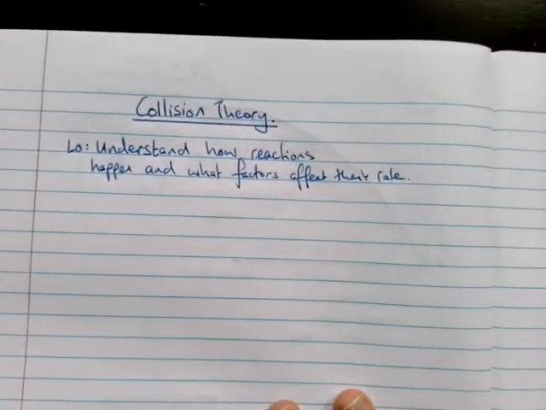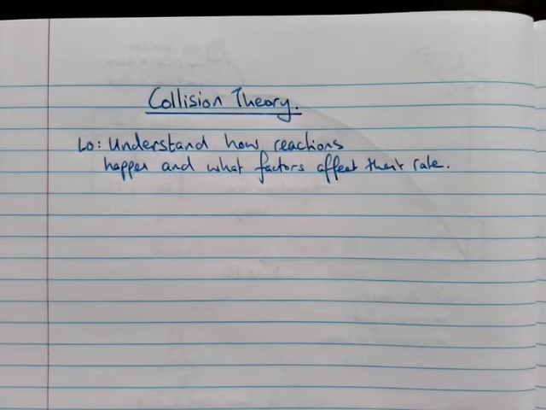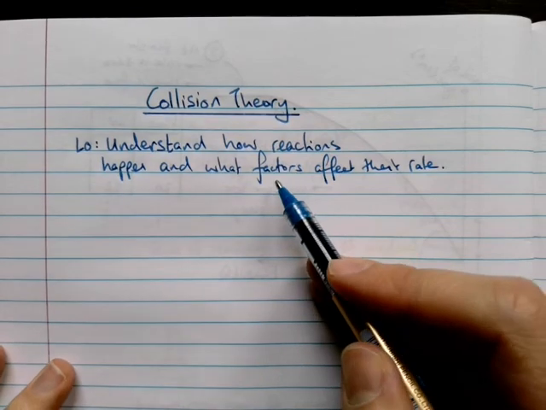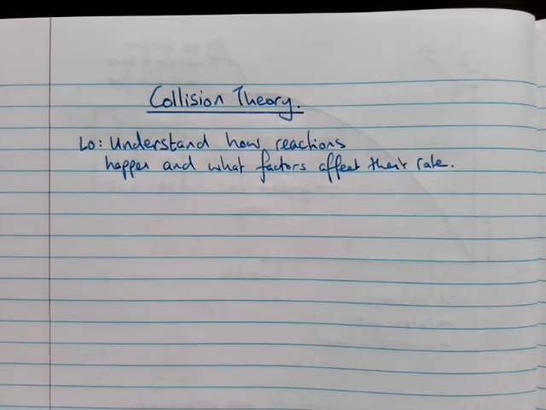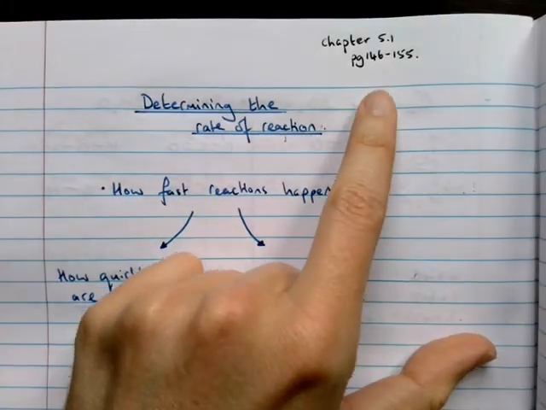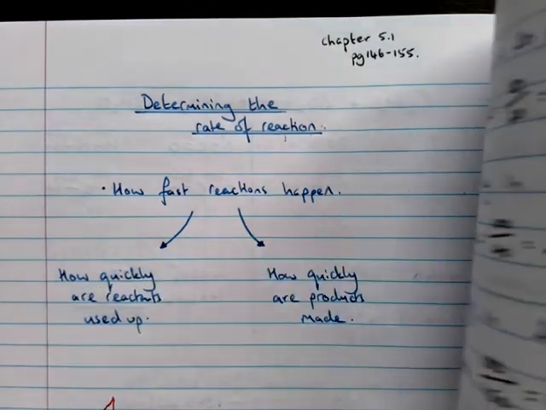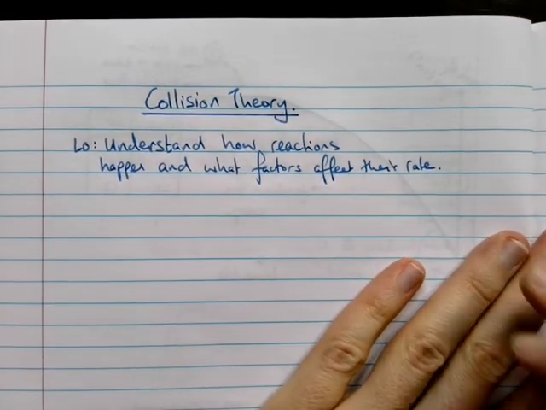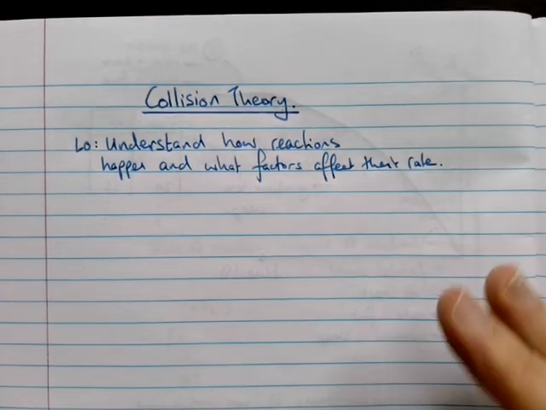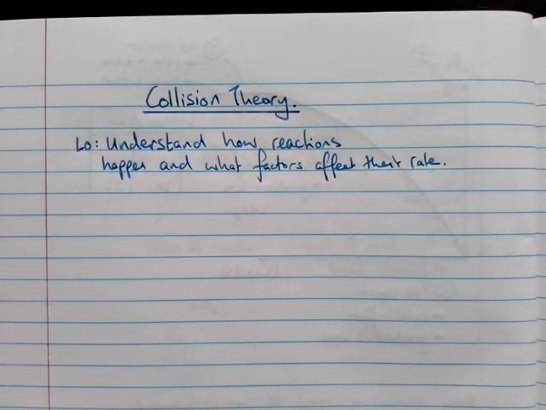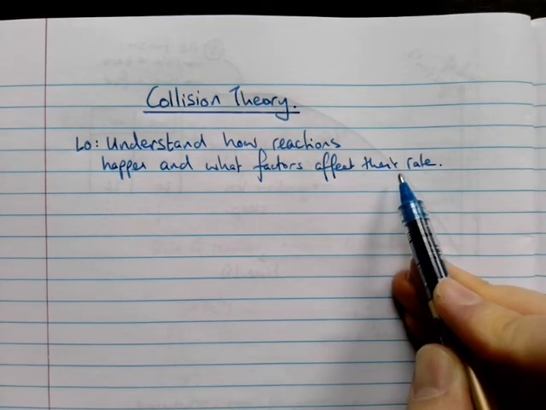So this week, what we're going to do is think very carefully about what factors affect the rate of a reaction. Now, again, like I mentioned last week, you can read about this in the textbook. It's on pages 146 to 155, so we're still in chapter 5.1, right? So you can supplement the video with reading from the textbook, all right? But I will go through the core points. Okay, so we're going to learn about what factors affect the rate of a reaction.